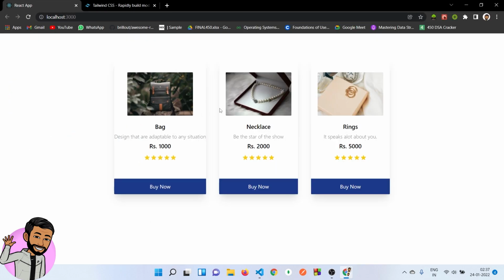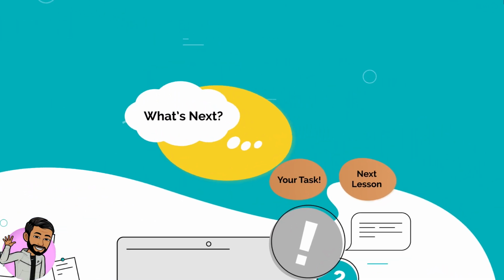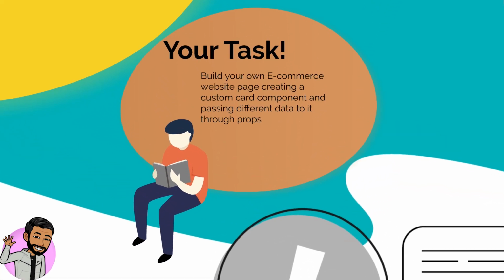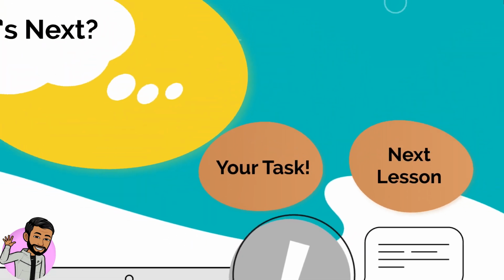So now you can see how we can use props to pass different kinds of data to the same component and render different UI on the screen. So this is the power of props, and that is why props play such an important role in ReactJS. Now your task is to build your own e-commerce page where you create one card component and reuse it to create multiple cards by passing different data to it through props. And always keep in mind that props are immutable. That is, you cannot change the value of props inside the child component.